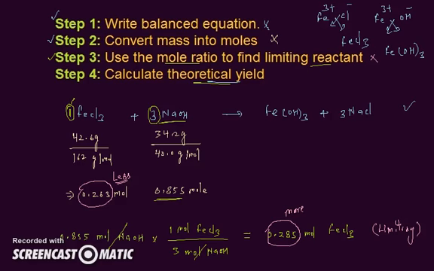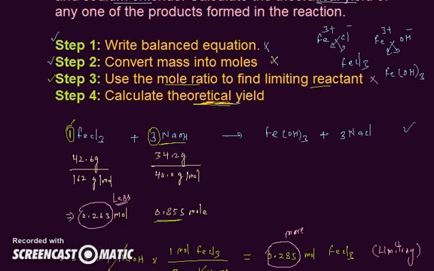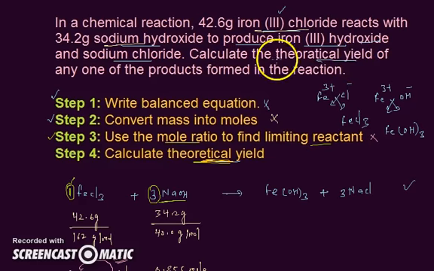Now we move on to the fourth step, that is to calculate theoretical yield. Well, theoretical yield is nothing but mass of any of the product in the reaction. Here, if we look at the question, it says that calculate the theoretical yield of any of the products found in the reaction. It does not specify one particular product for which we have to calculate the theoretical yield. That's why we randomly pick up one product.